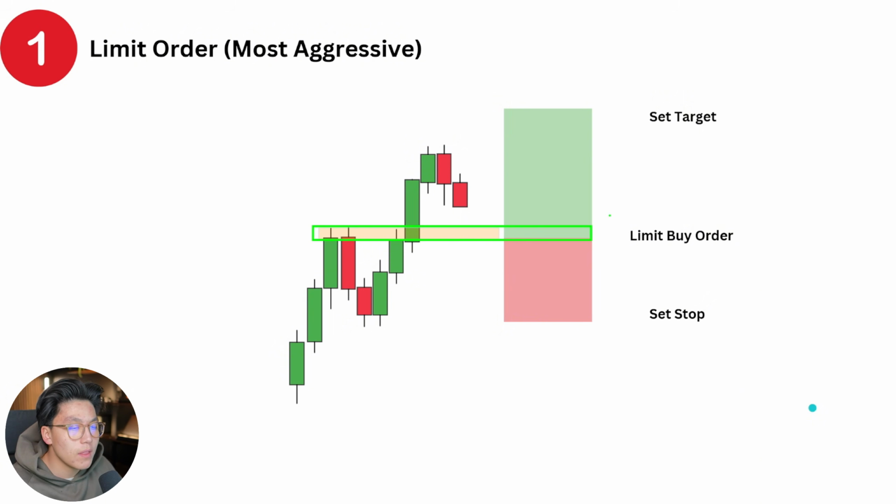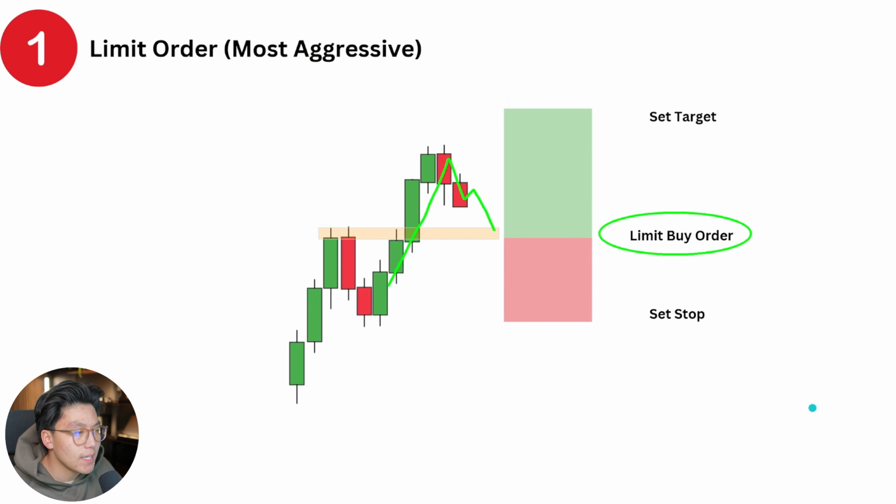So the way the limit order works, the most aggressive entry, is when price breaks through a key level, you're going to have a limit order resting at this key break and retest level. No matter how price comes in towards this key level, you're going to have a limit buy order resting here, waiting to get filled into the market.